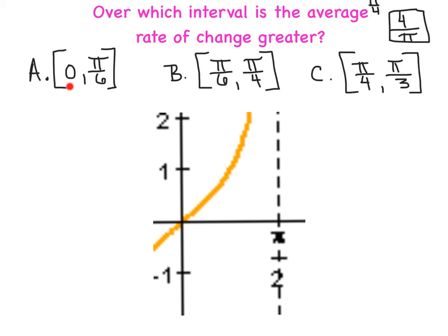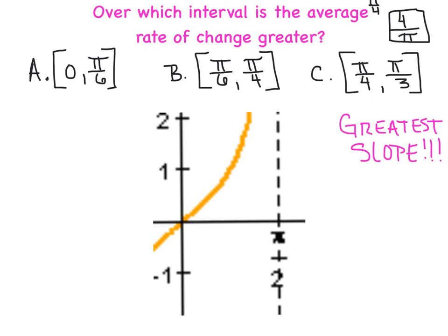The first choice is from 0 to pi over 6. Your second choice is from pi over 6 to pi over 4. And your third choice is from pi over 4 to pi over 3. We're trying to figure out which one has the greatest average rate of change. In other words, what we're looking for is between which 2 points the slope is the greatest. We're looking for the greatest slope. It's all about slope, slope, slope.